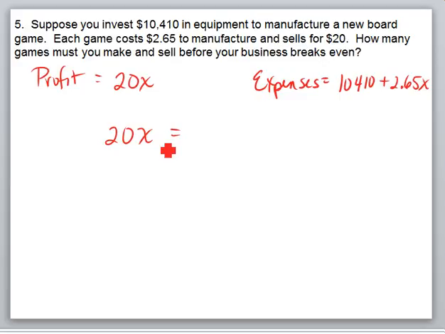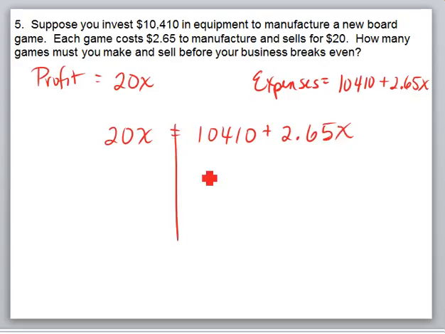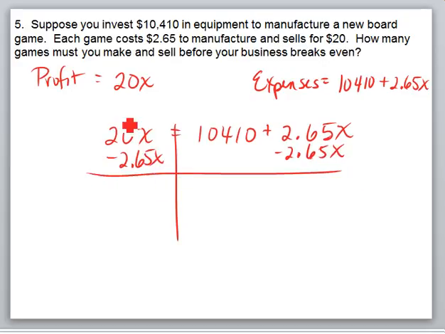So we're going to set our profit equal to our expenses. We have to make quite a few games because that equipment was rather expensive. We do have a large profit margin, meaning we're making a large profit off of the game. We're going to make $17.35 on each game.